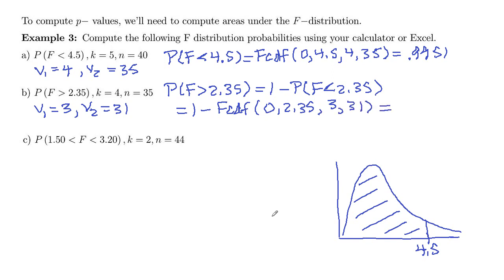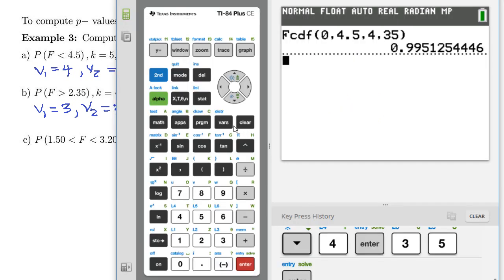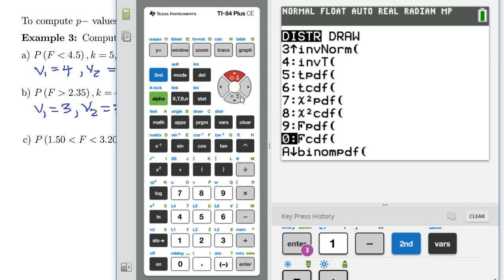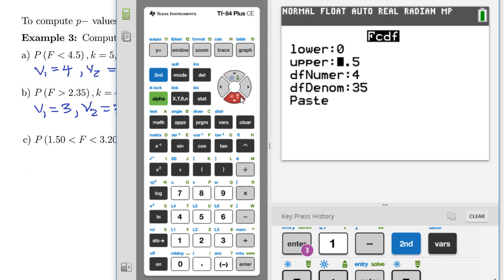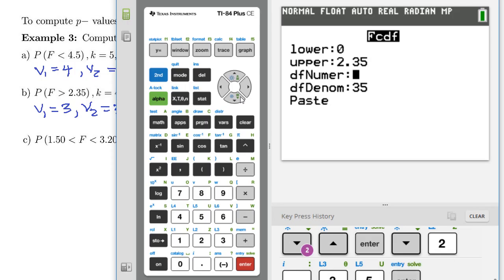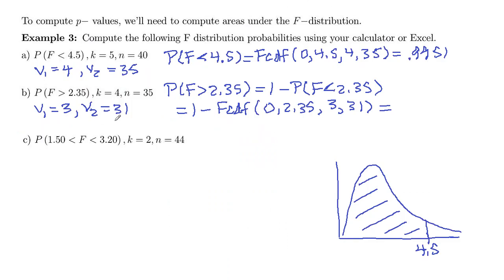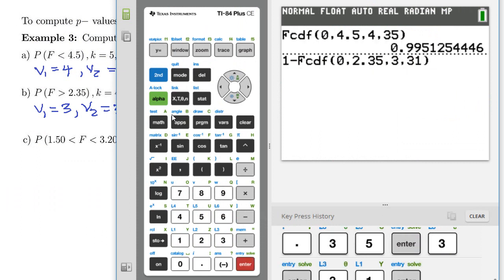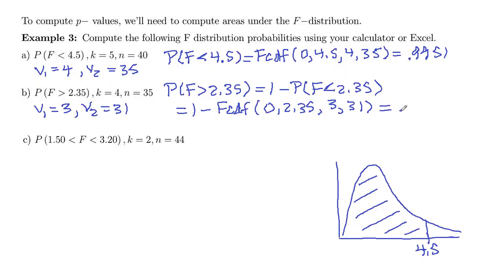So let's go ahead and enter that in. So we're going to do 1 minus, and then go to second variables. Scroll down to FCDF, and then we want 0 to 2.35. Degrees of freedom here were 3 and 31. 0.0916. So about 10% of the area would be greater than 2.35.